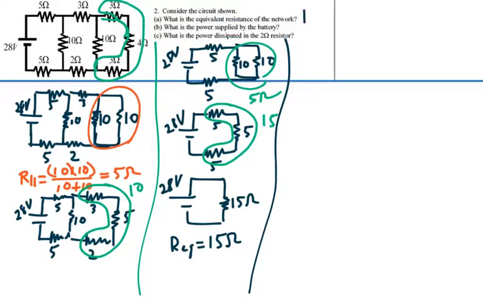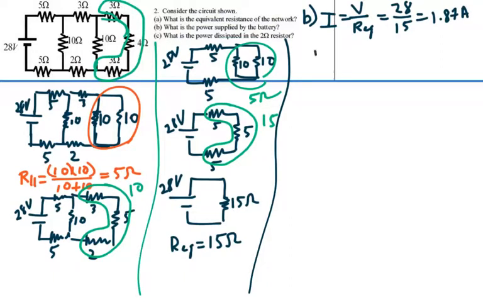B, what is the power supplied by the battery? Well, let's find the current coming out of the battery. That's equal to the voltage of the battery divided by R equivalent, and that would be 28 divided by 15, and that is equal to 1.87 amps. That's the current coming out of the battery.